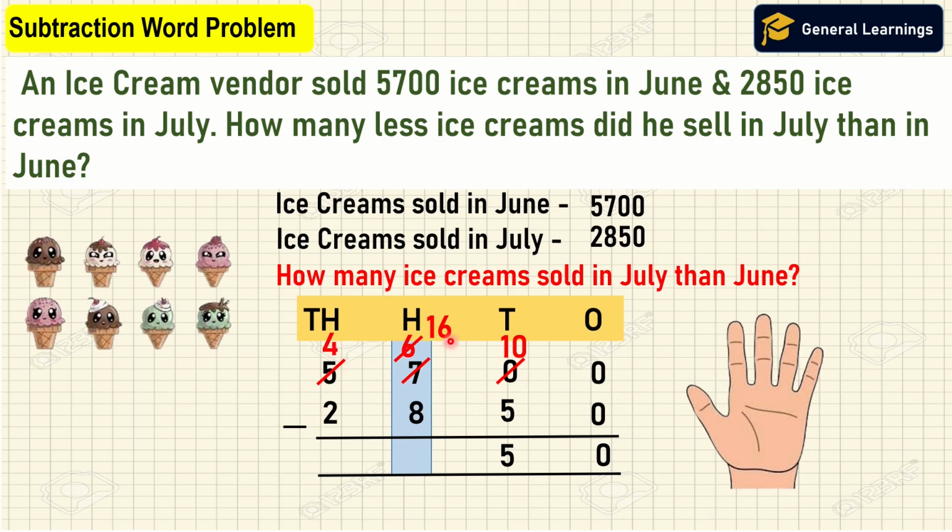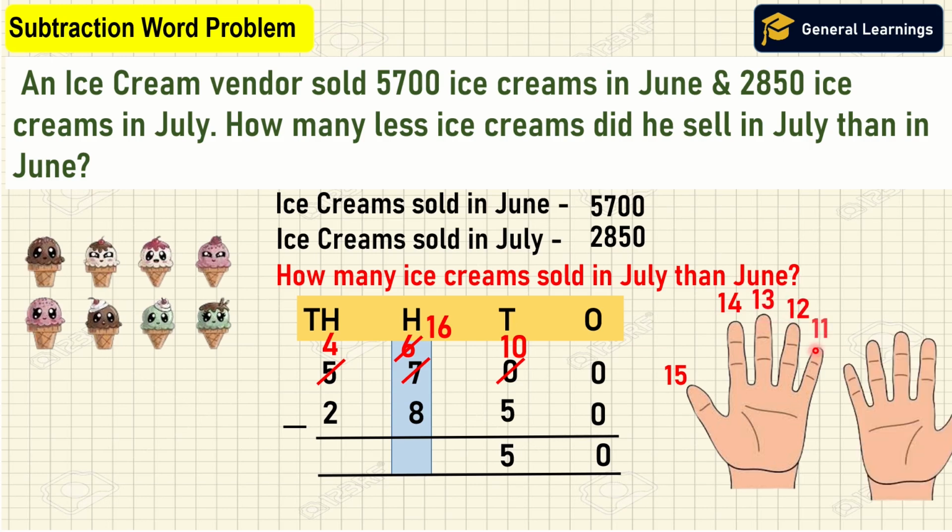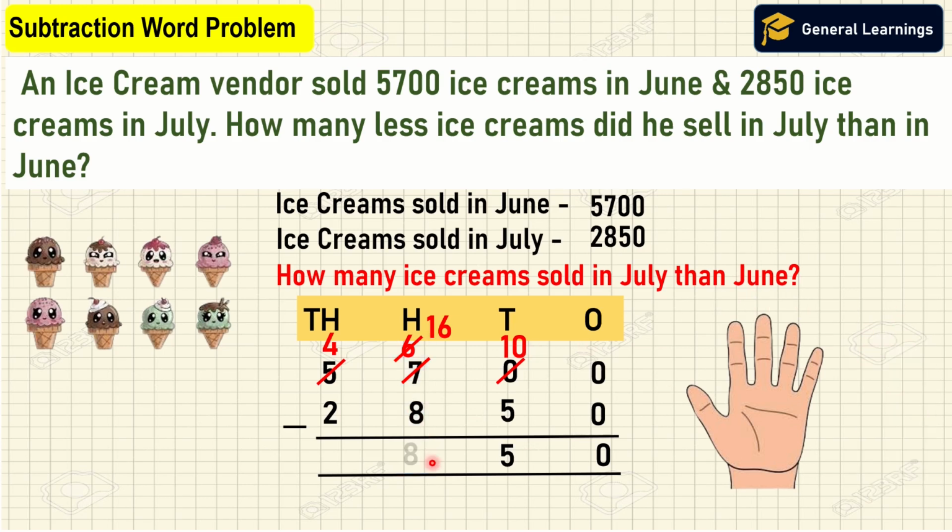Now we are going to subtract 16 minus 8. Before 16 is 15, 14, 13, 12, 11, 10, 9, 8. So 16 minus 8 is 8.